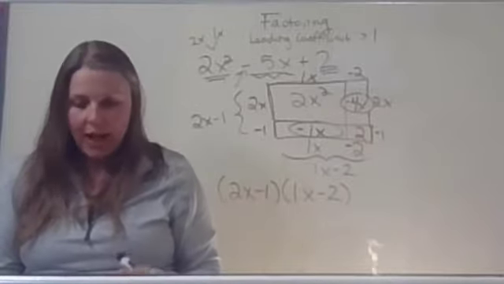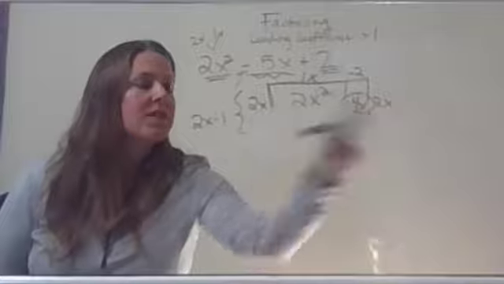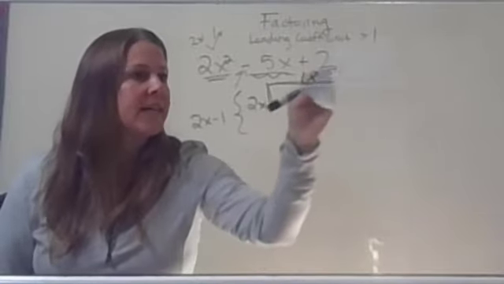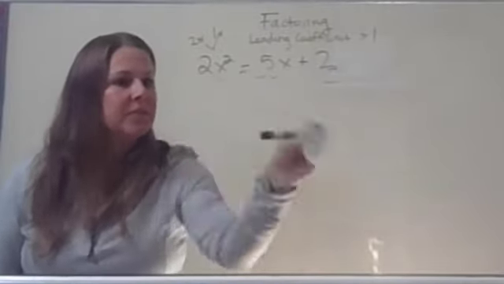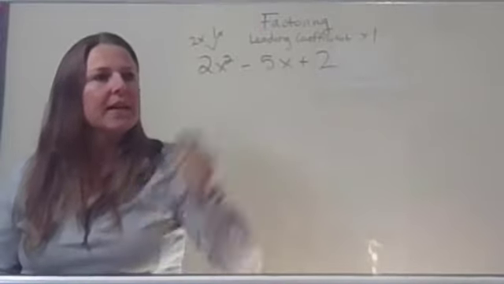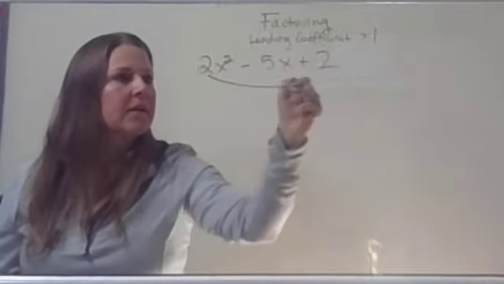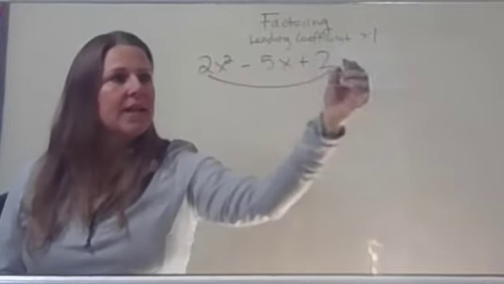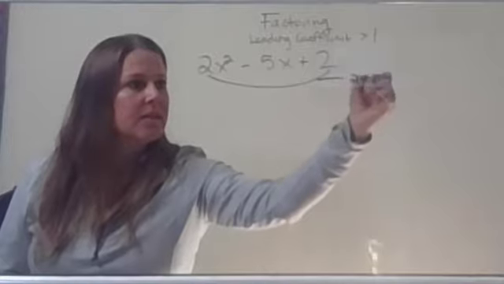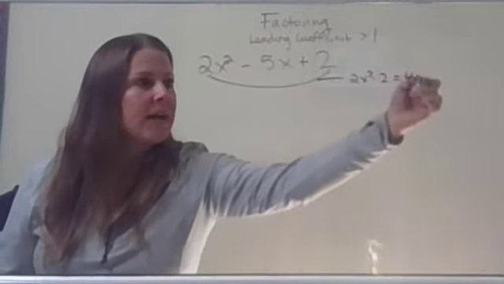I'm going to show you the third option. The third option happens to be my favorite, but these other options are also fantastic. So the first thing you're always going to do is multiply the first number times the last number. And 2x squared times 2 is 4x squared.